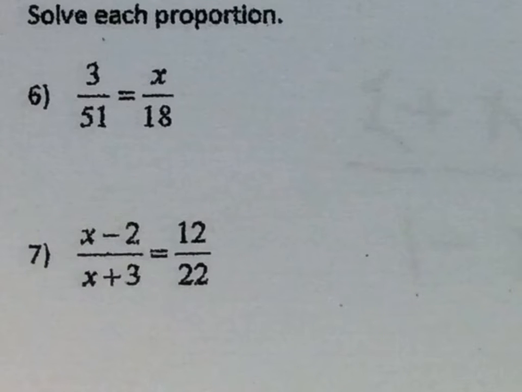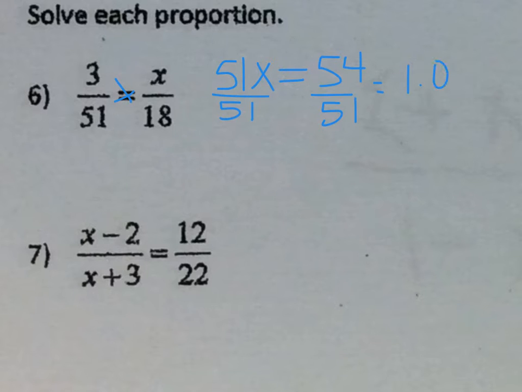So anytime that you're asked to solve a proportion, you're just going to cross multiply and set the two terms equal to each other. So 51 times x is 51x, and we're going to set that equal to 3 times 18, which is 54. And we're going to divide both sides by 51 to get x by itself. And 54 divided by 51 gives us 1.058, and he didn't specify how to round this, so I think that's fine.